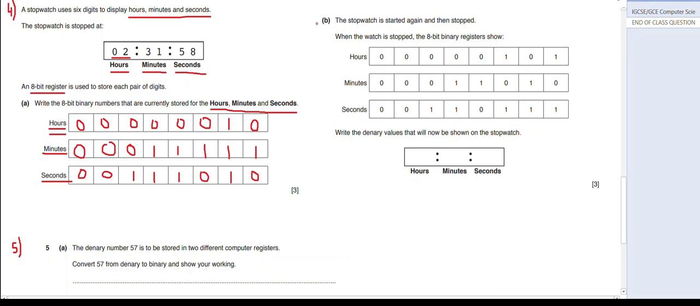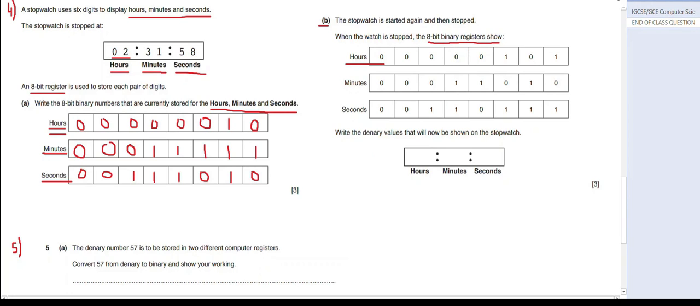Right? The B part: the stopwatch is started again and then stopped. When the watch is stopped, the 8-bit binary registers show the given values. Now, hours, minutes, and seconds are given in binary format, and you have to convert them into denary. Right? How will we do it? Just as we did it in the lecture.